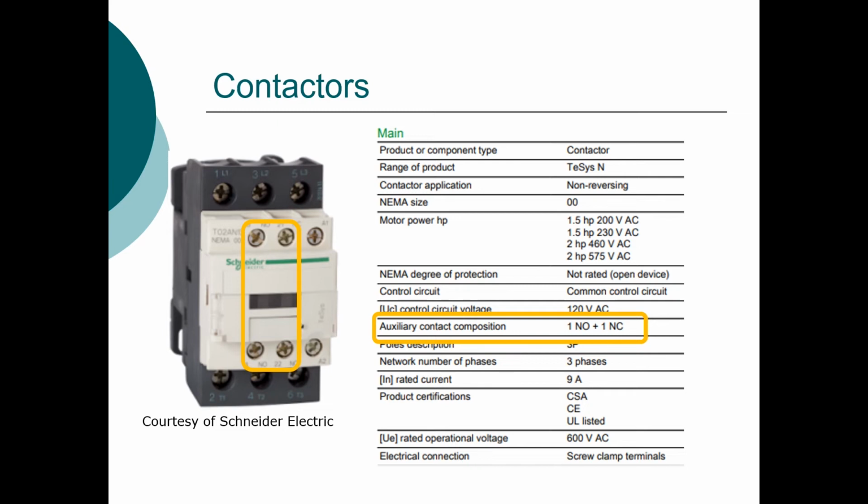These auxiliary contacts are typically found on the very top of the contactors beside the connection points to my coil. In this case, I have one normally open and one normally closed. We can order a contactor with any number of different auxiliary contacts added to it, and some contactors we can put auxiliary decks on the side to give us more auxiliary contacts.